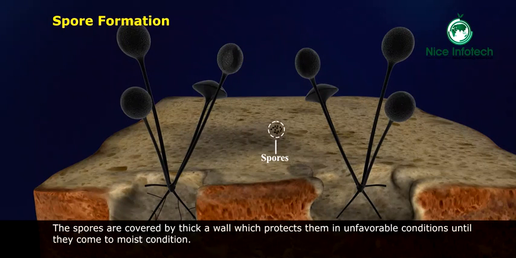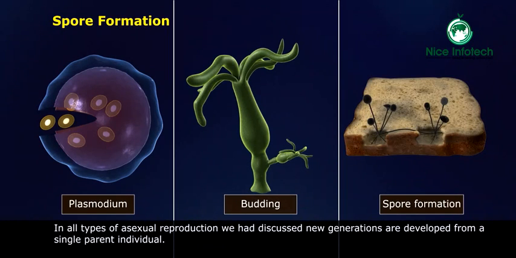The spores are covered by a thick wall which protects them in unfavorable conditions until they come to moist conditions. In all types of asexual reproduction we have discussed, new generations are developed from a single parent individual.